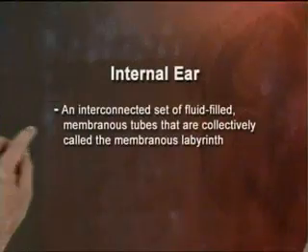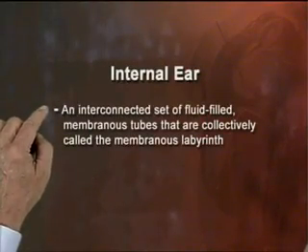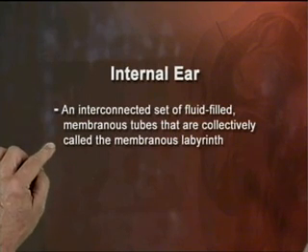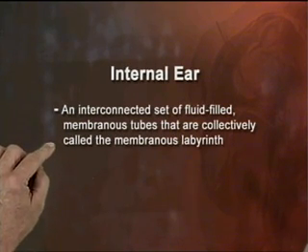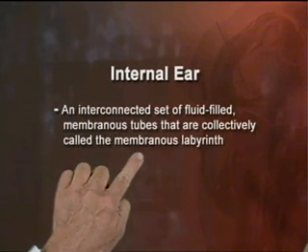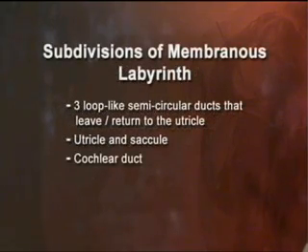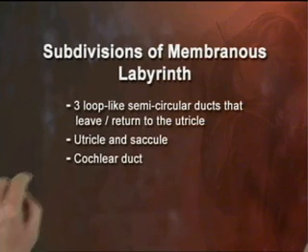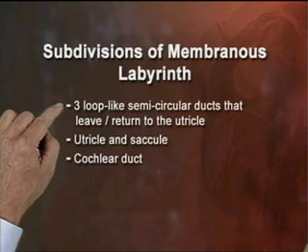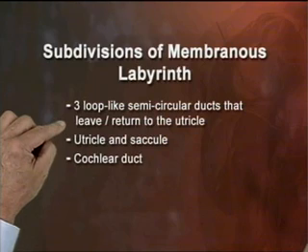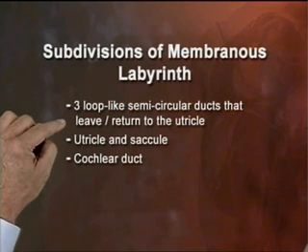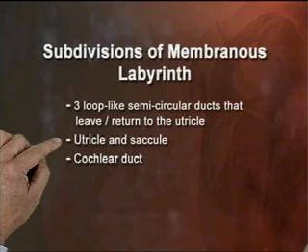Well, first of all, let's go ahead and define. Let's go to a graphic and define internal ear as a set of interconnected fluid-filled tubes that are collectively called membranous labyrinth. I think we made this point last time. Internal ear and membranous labyrinth are interchangeable terms. Now let's go to the next graphic and look at the names written out of those components of the membranous labyrinth. We've got three loop-like semicircular ducts. They leave and return to that enlargement called the utricle. The utricle and saccule are those two bulbous enlargements. Those are found within the vestibule.